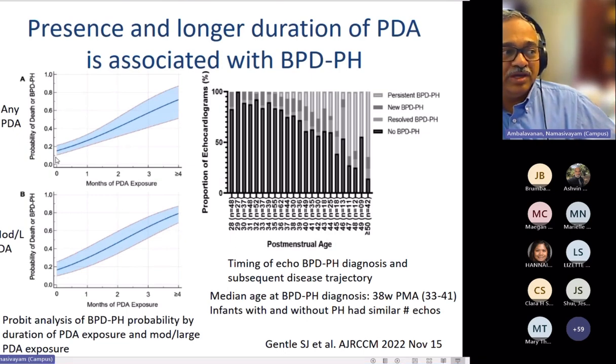So this is showing the probability of death or BPD-PH, and the x-axis is the months of PDA exposure. So the longer you have a PDA exposure, the higher the probability of death or BPD-PH. So again, suggesting that perhaps it's not early closure we should be looking at, maybe late closure is something we should definitely consider.